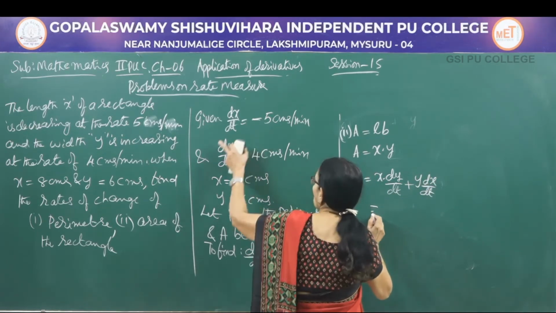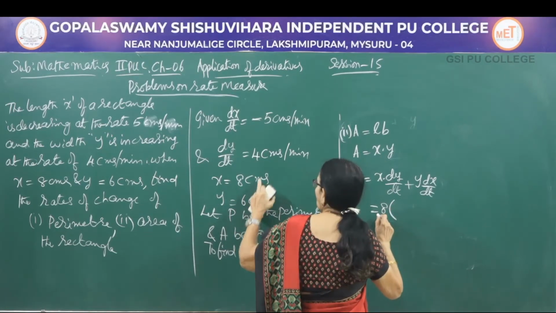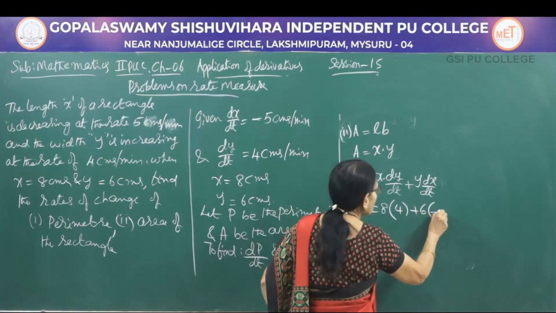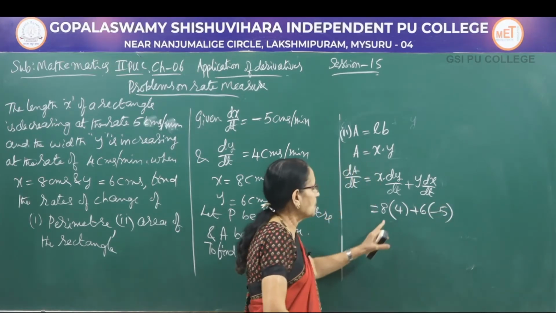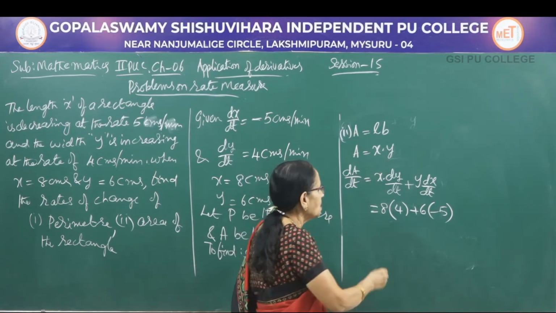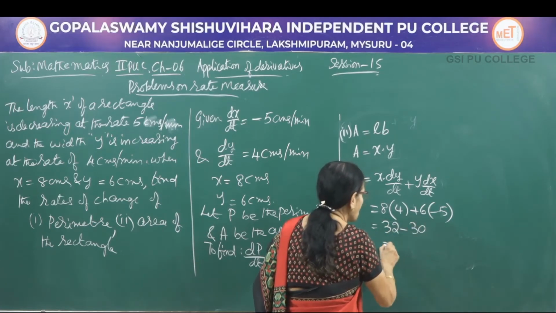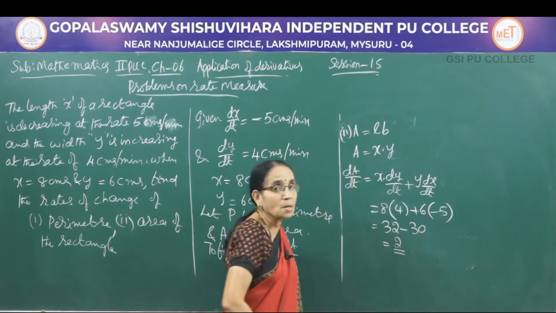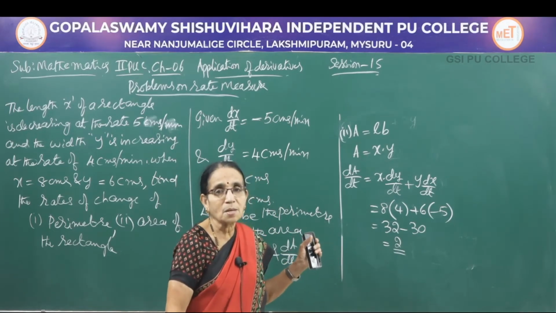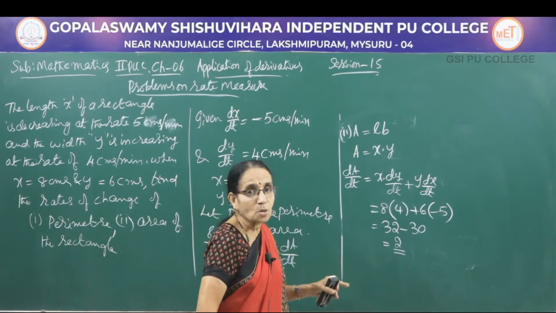Now, we make use of all these data. x is 8, into dy by dt which is 4, plus y which is 6, into dx by dt which is -5. The values of 8 and 6 were not used in the earlier perimeter, it was not necessary. Here we are using them: 8 fours are 32, 6 fives are 30. That means what you get here? We get 2. But what are we discussing? It is the rate of change of area we are considering. Therefore, you observe that it is plus 2.